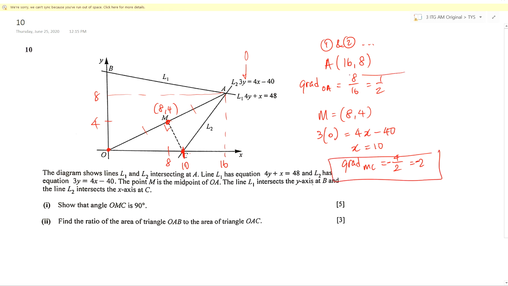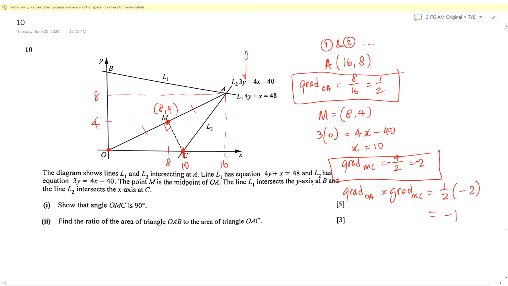So we were doing all this because we wanted to determine, when we multiply these two gradients together, whether we end up with negative 1. If we do, then the two lines must be perpendicular. And just by looking at this, yes, we know that they give us negative 1. So gradient OA times gradient MC, half times negative 2, we get negative 1. Based on this, we are going to conclude, therefore, angle OMC equals 90 degrees.